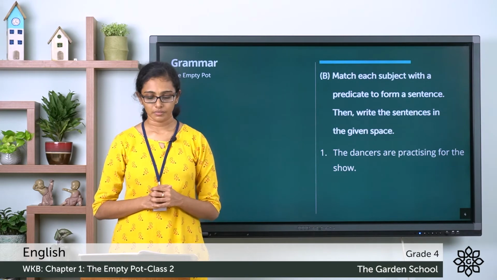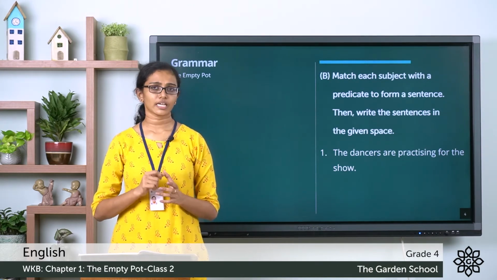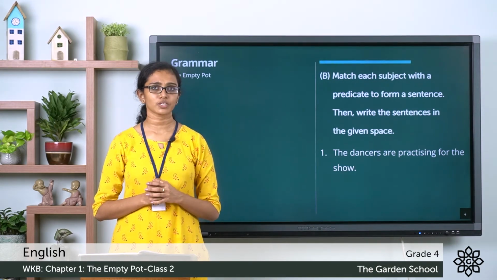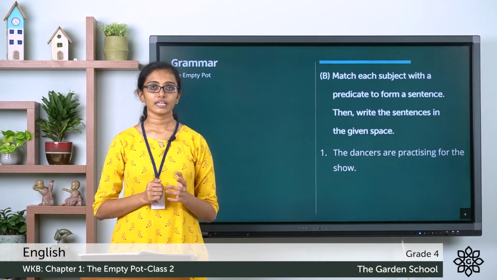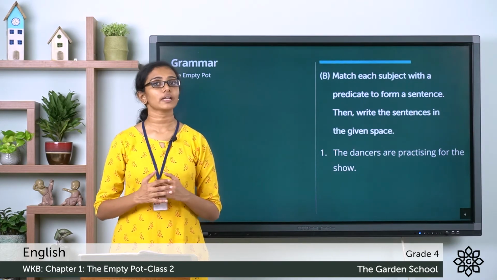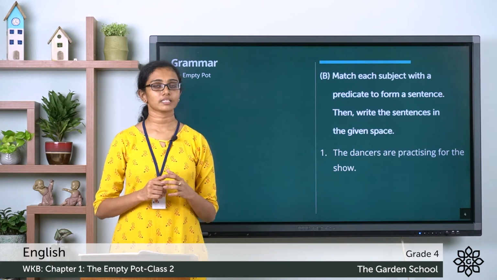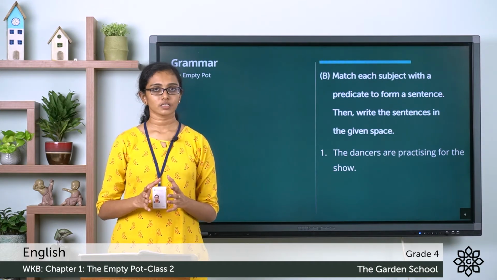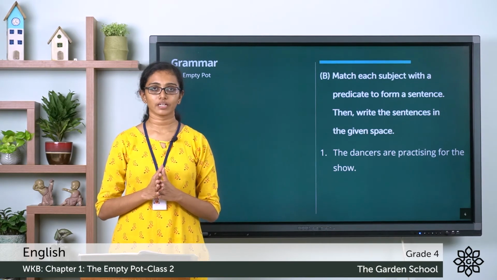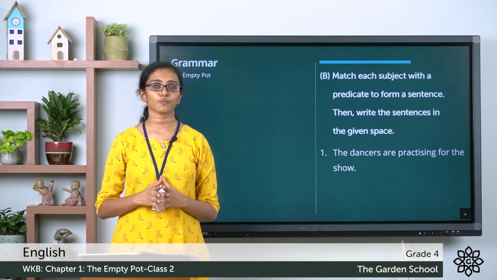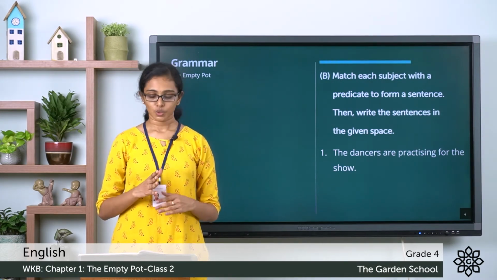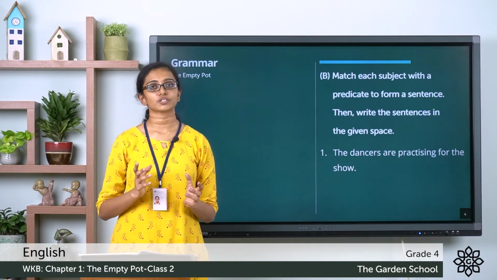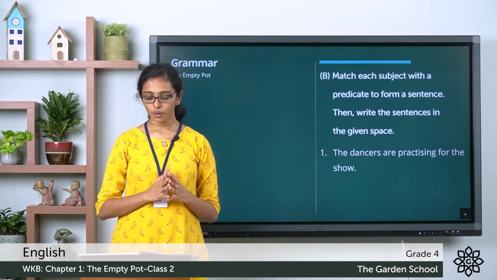Take the next example, the lions. Can you identify a right match for a predicate? The lions are roaring in the jungle. So that makes sense. So similarly, find the right matches and complete each of the sentences given here and write them in the space provided in the textbook. So once you are done with that, move on to section C. So let's see what we have got there.